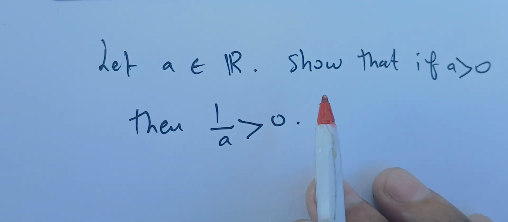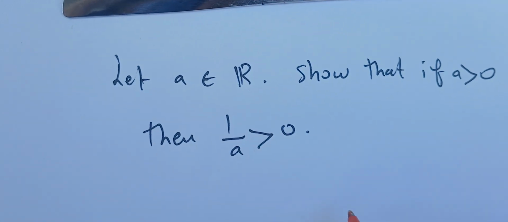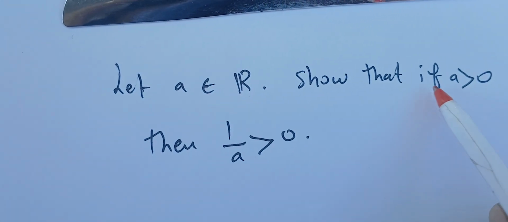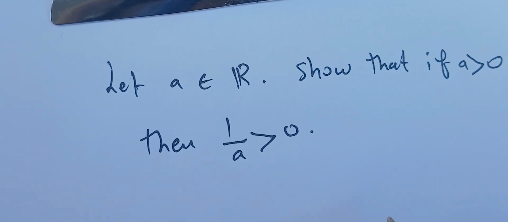In this problem, we're going to prove the following. Let a be a real number, and assume that a is strictly positive. We want to prove that 1 over a is strictly positive.